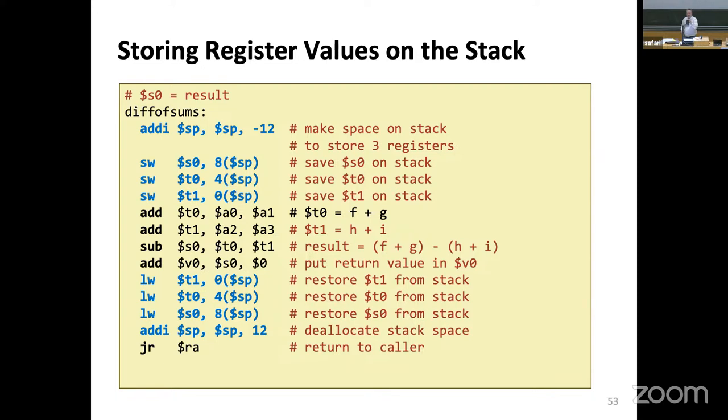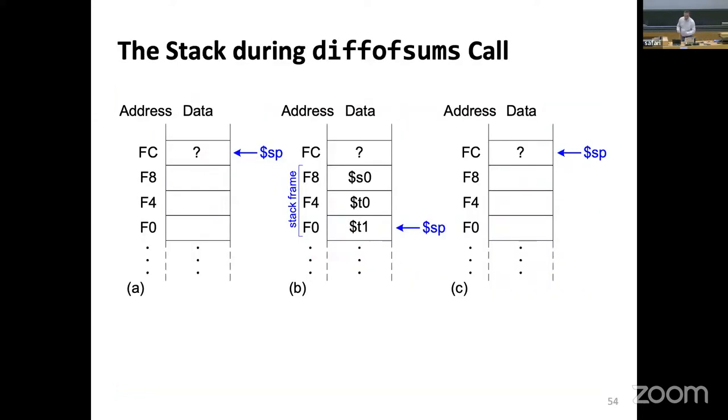You made some changes. And you can live with those changes as you want. And then once you are done, we just restore the data back. And we can continue. So this is the main trick that we use with the stack. So here you see also diff of sums. What I tried to animate there is what exactly happens. So these are the addresses. To keep the examples shorter, we are just using the last byte of the address here. I mean, they are 32-bit addresses, but I just use FC, F8, F4, F0.